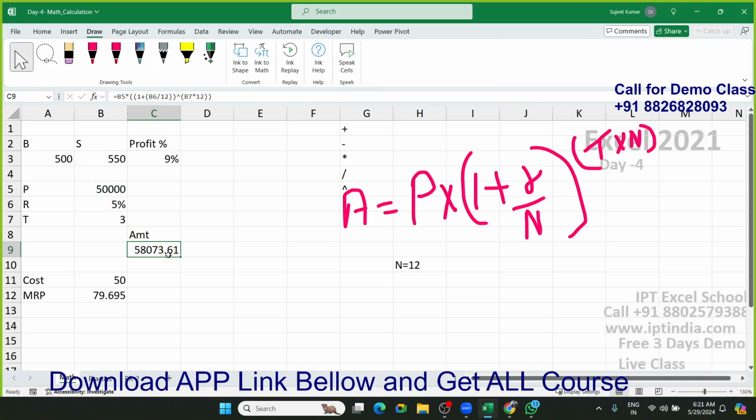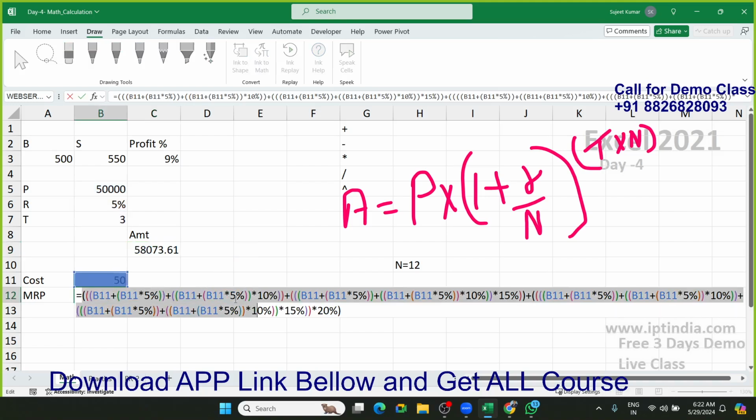Some people say this is a small calculation, so why use this type of copy paste system? Okay, so now we have another calculation. We have a lot of formulas, and I want to make this type of big formula.